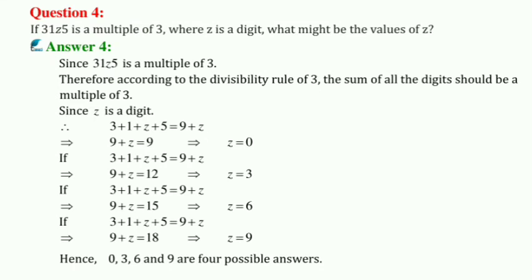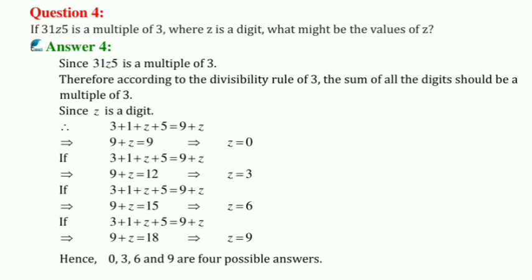Now, the fourth problem is also similar to the third problem. If 31z5 is a multiple of 3 where z is a digit, what might be the values of z? So again here you have to add them. So 3 plus 1 plus z plus 5 gives you 9 plus z, where if you put z as 0 you will get 9, so it is divisible by 3.